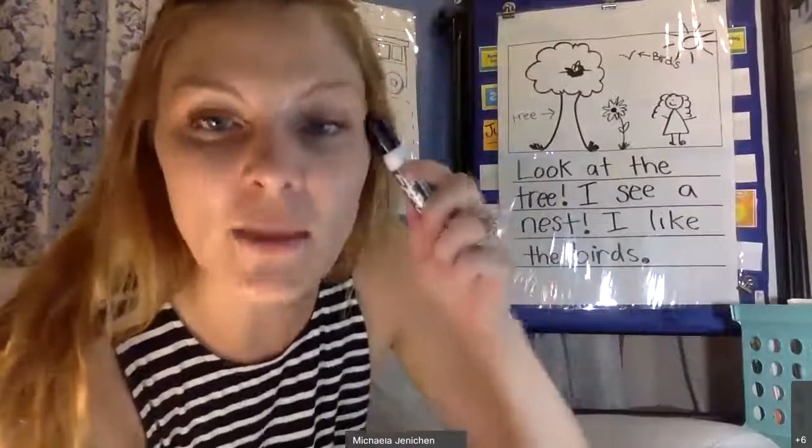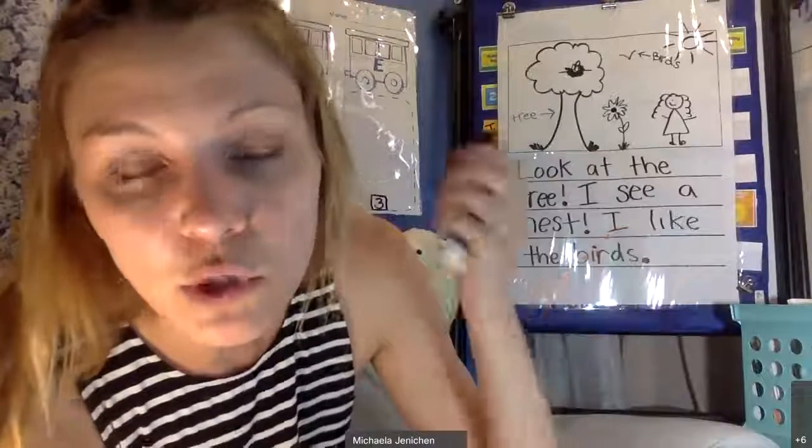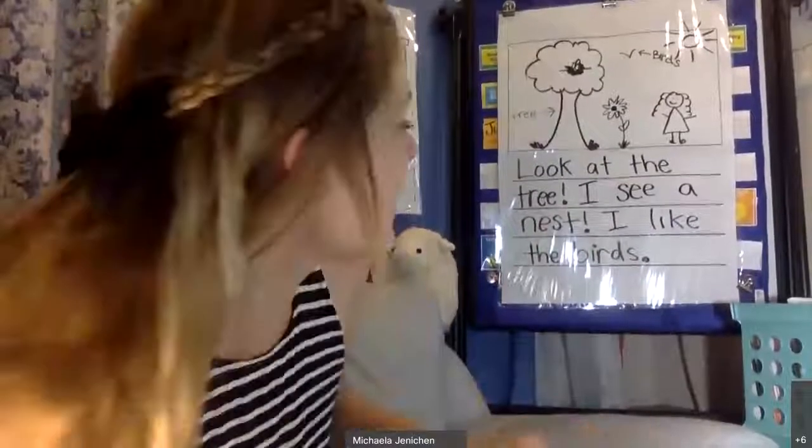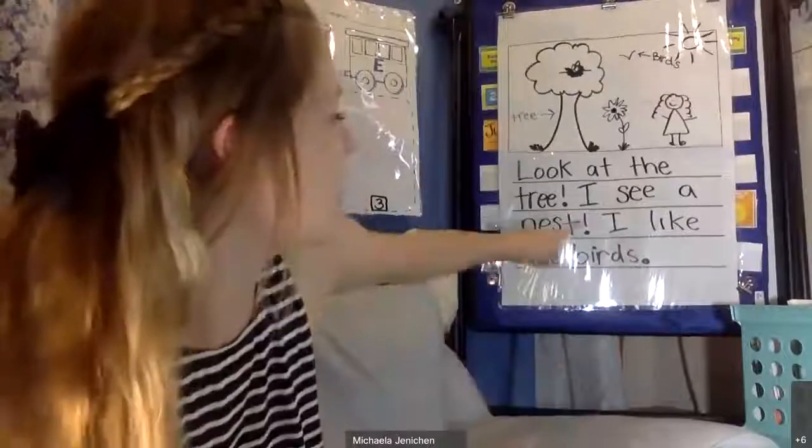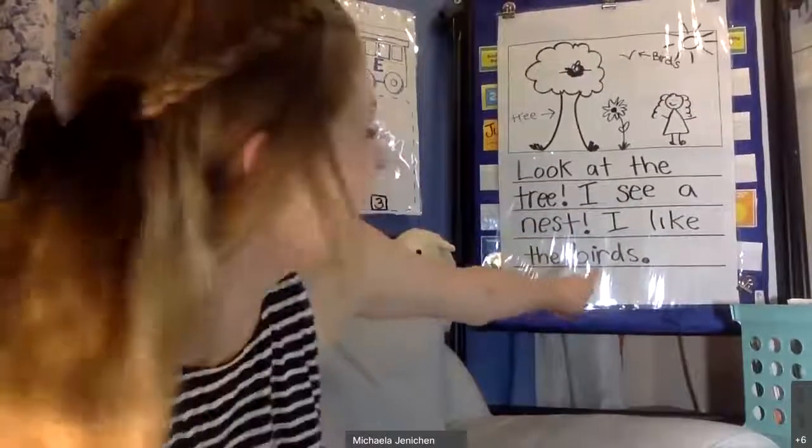Yes? You thought about what you wanted to write about first. Next, you started with words you know. Look at, and you tried a hard one, tree. And then you added detail. I see a nest. And then you finished with one last sentence. I wrote, I like the birds. Okay? Give yourself a high five. Self five. Because you did awesome.